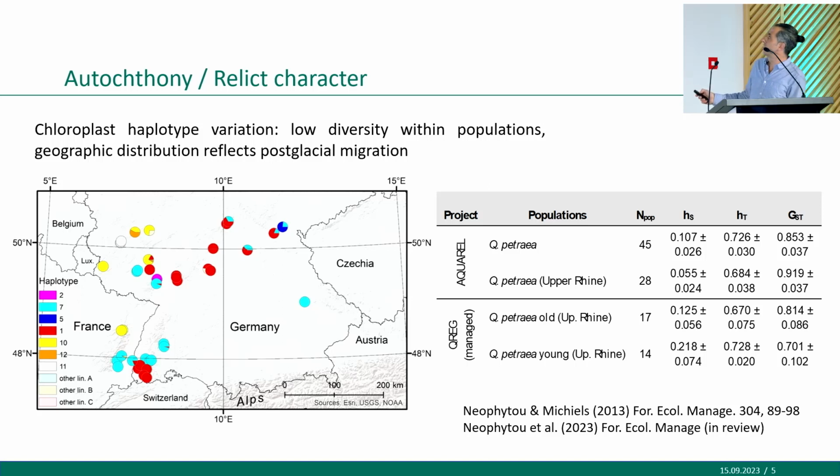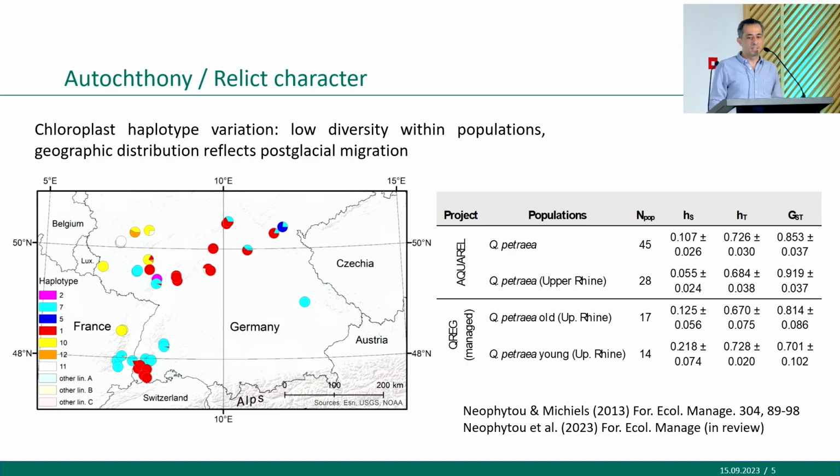We have 0.1 haplotypic diversity within stands. If we limit the comparison within the Upper Rhine Valley, where we have a good data set of managed populations, we can see the difference. We have 0.055 in the putatively relict stands. We have here 0.125 in old managed stands.